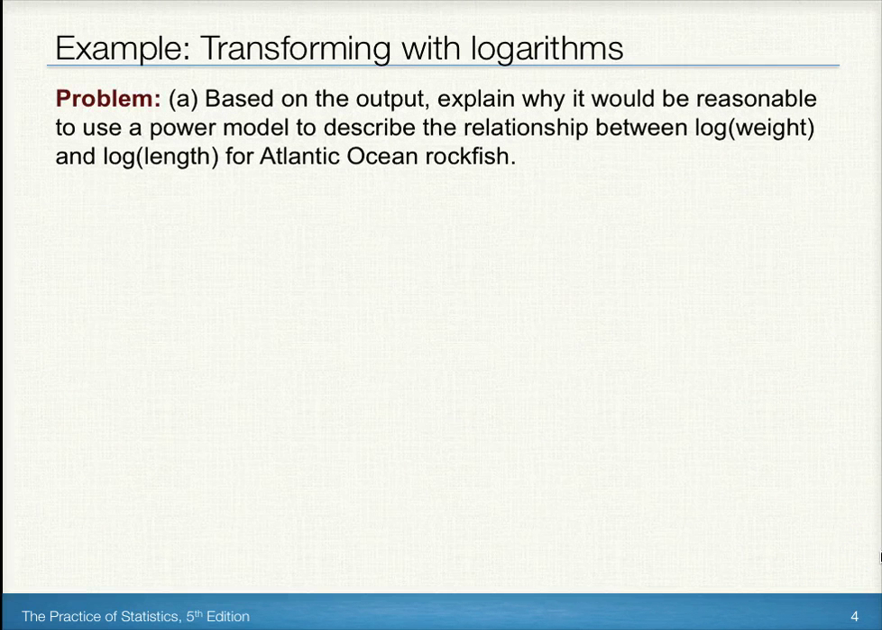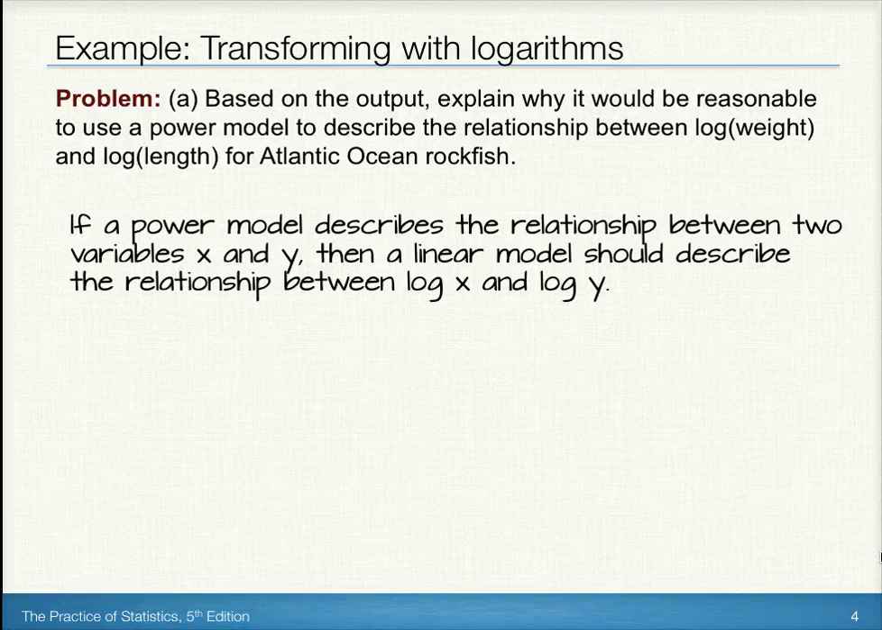Now our problem is, based on the output, explain why it would be reasonable to use a power model to describe the relationship between the log of the weight and the log of the length for Atlantic Ocean rockfish. Well, if a power model describes the relationship between two variables x and y, then a linear model should describe the relationship between the log of x and the log of y.